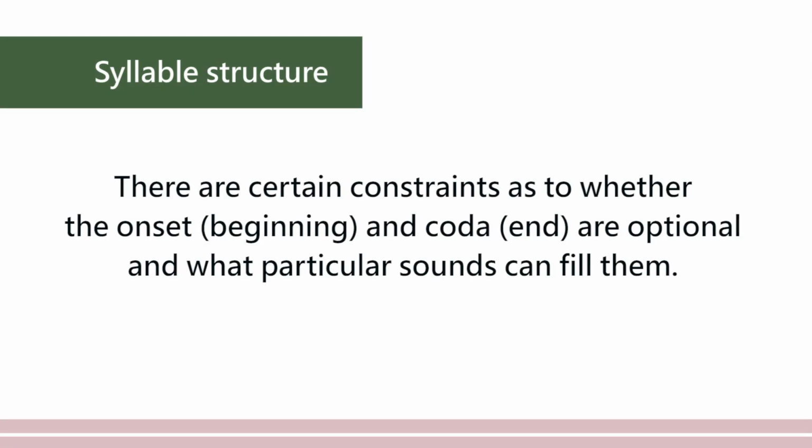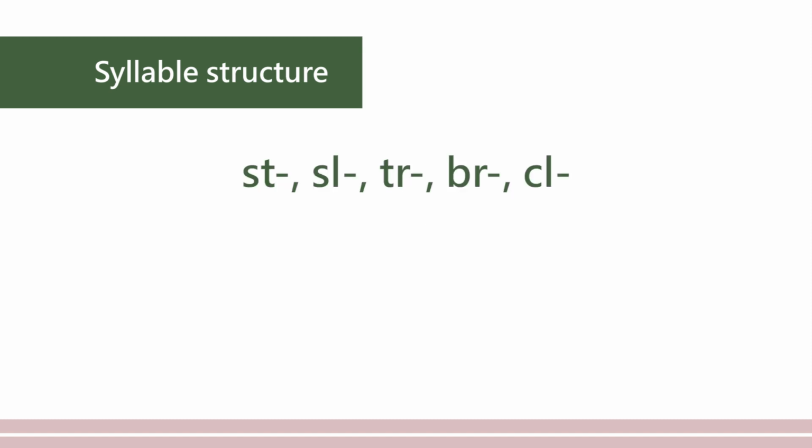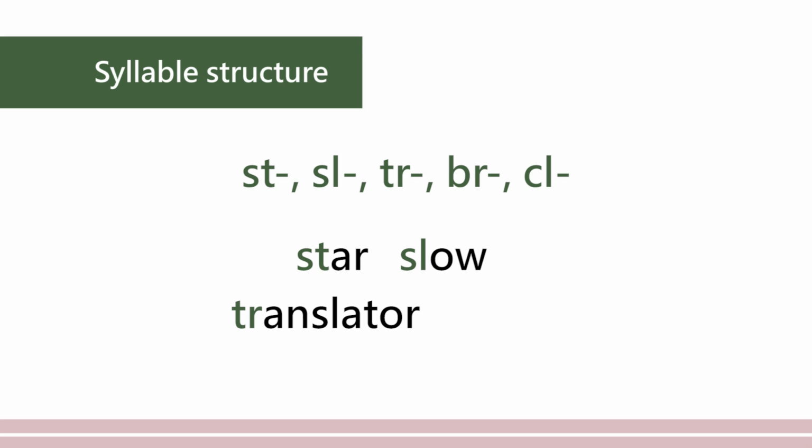Depending on the language involved, there are certain constraints as to how syllables can be structured. The onset, for example, in English, you have words that begin with st or sl, like stack, like slow. You have tr, like translator. You have br, like broom, right? So in English you have these, but for example, you don't have tla, but they are allowed in other languages.